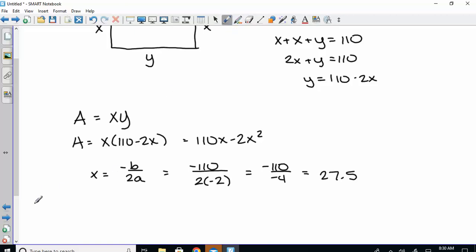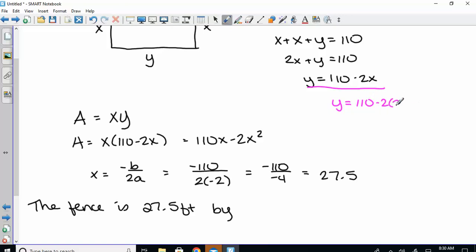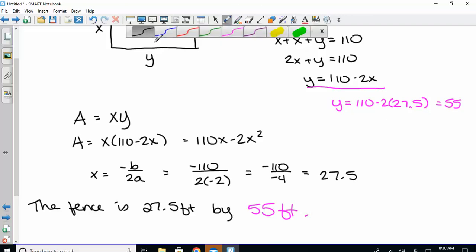Okay, I asked you for the dimensions. So that's my x. Then to get your y, remember y is 110 minus 2x. So 110 minus 2 times the 27.5, and we get 55. So the dimensions, that's just the length and the width.